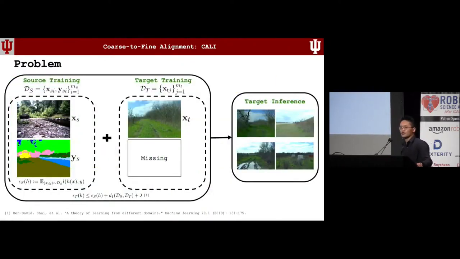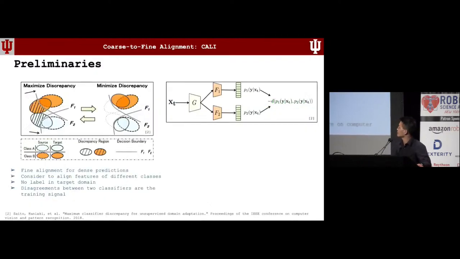In unsupervised domain adaptation, we have a source domain and a target domain. In the source domain, we have images and labels. In the target domain, we only have images without labels. We want to leverage those data to make the model have the inference capability on the target domain. Typically, fine alignment is required for dense predictions. Fine alignment means we need to consider aligning features of different classes from two domains. But in unsupervised domain adaptation, we cannot detect class features in the target domain, as we have no labels here.